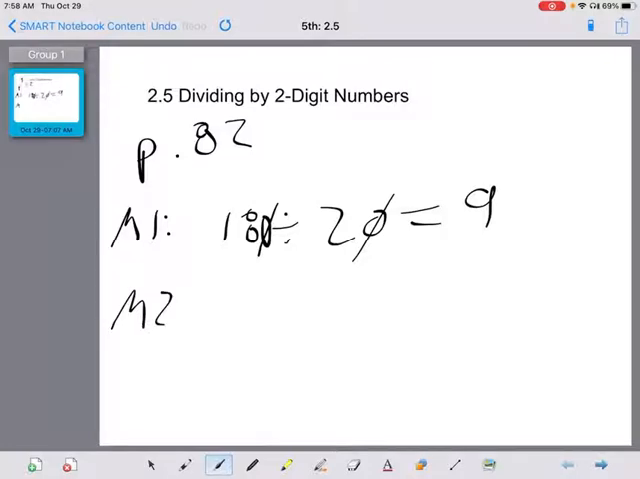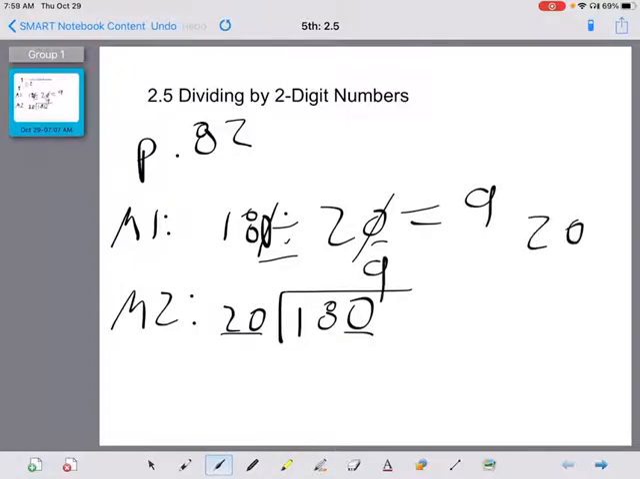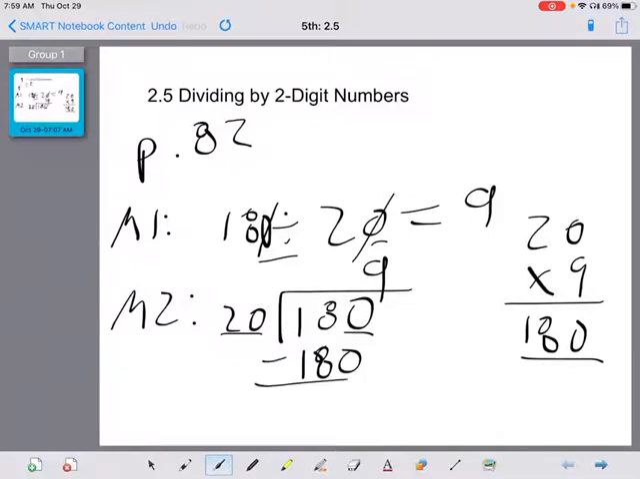The other method, call this method 2, 180 divided by 20. 20 goes into 180. Well, you've got to think. It's a similar way, because there's these zeros up here, but since there's one extra zero here and one extra zero here, it's still going to be 9 times. So 20 times 9: 9 times 0 is 0, 9 times 2 is 18. Look, you can see the answer is 180. Subtract, and you get 0. Boom, there's your answer, right? You get the same one either way.